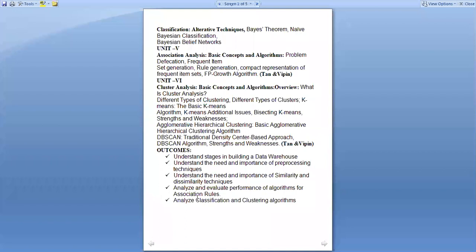And the next one is alternative techniques of classification. Bayes theorem is also completed. Naive Bayesian classification, Bayesian belief networks. So only three concepts you have to cover. Once you revise this, then you have to start the fifth unit. Frequent itemset algorithms you have already discussed. Again you have to revise the fourth unit, and then in the fifth unit you have to complete.